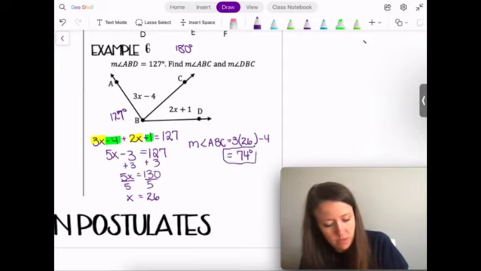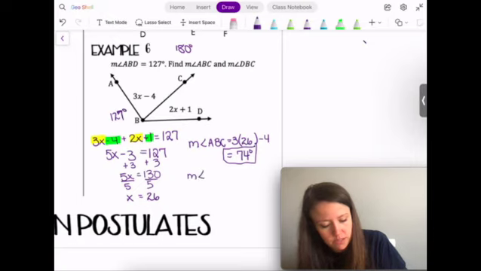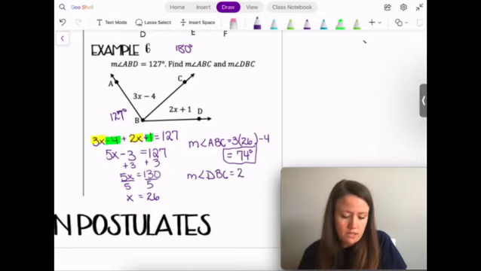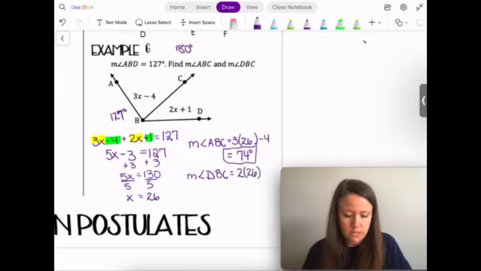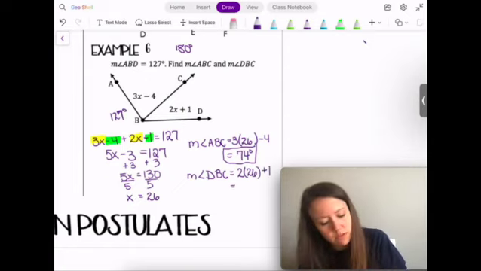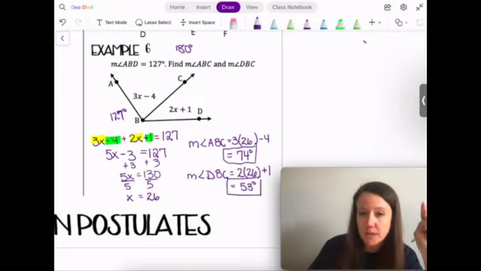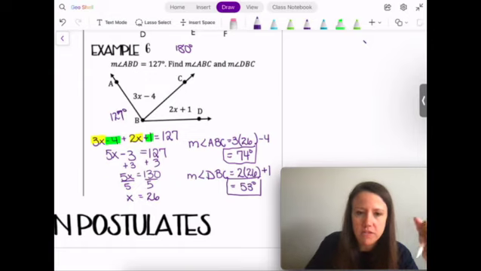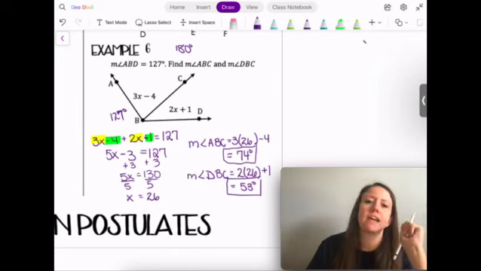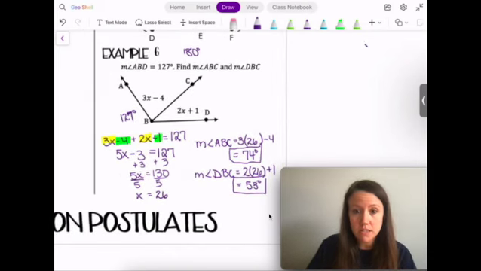Okay. And for the second one, we're going to do the same thing here. So for DBC, that equals 2 times 26, because x is 26, plus 1. Again, calculator, whatever floats your boat, 53 degrees. One last check to make sure we got it right. What is 74 plus 53? Oh, that's 127 degrees. Sounds like I did something right. And this concludes angle addition postulate.